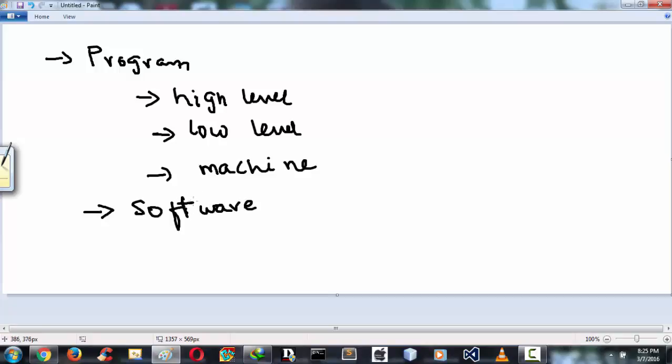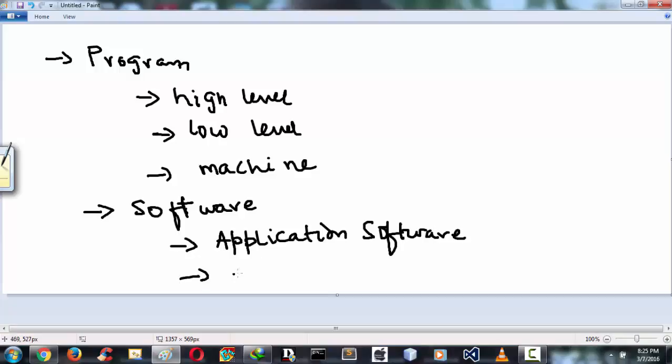A software is again categorized into two major classifications. The first one is application software, and the second one is system software or operating system software or OS. And also we have learned about the connection of all these things, and the birth of C language.